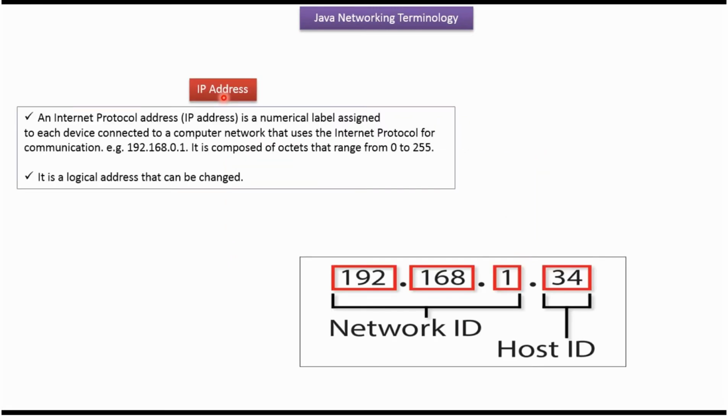Full form of IP address is Internet Protocol Address, and IP address is a numerical label which is assigned to each device connected to the computer network that uses Internet Protocol for communication. Here you can see the example of IP address. This part is network ID and this part is host ID. And IP address is a logical address that can be changed.